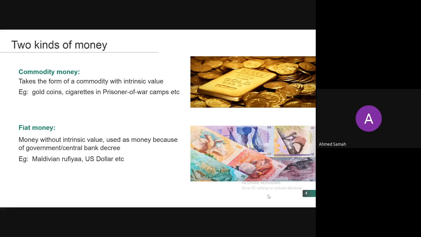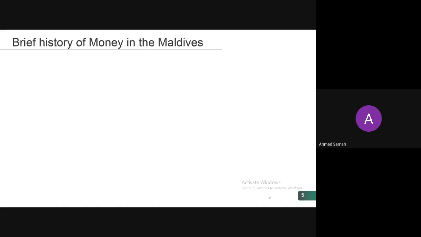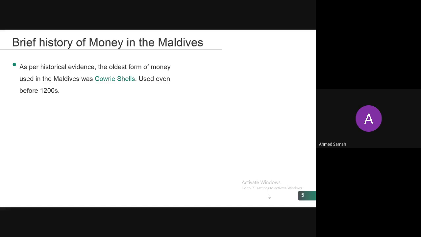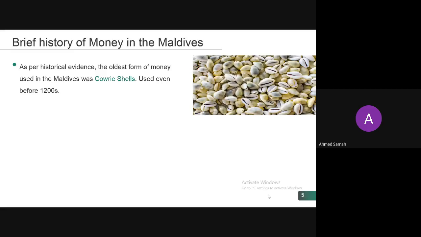So to give you a brief history of money in the Maldives, historical evidence shows that the oldest form of money used in the Maldives was cowrie shells. It was used even before 1200. The first coin minted in the Maldives was called Diguhari.